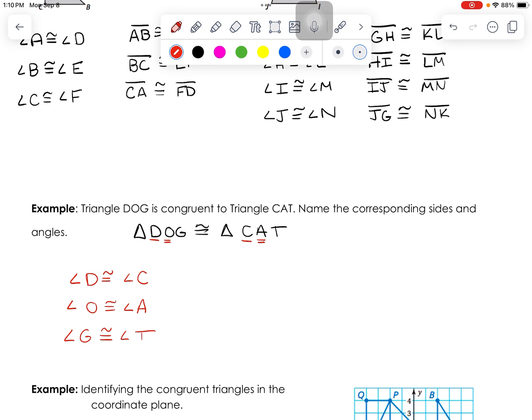I could do the same thing looking at the sides. The first two are going to match with the first two. So DO is congruent to CA. Then I can look at the next two. OG will match with AT. And the third one is going to be the first and the last, GD with TC.